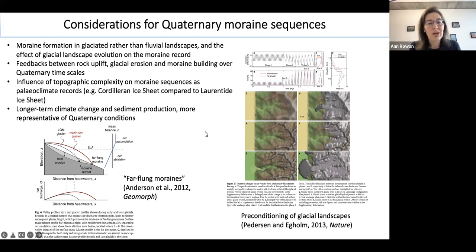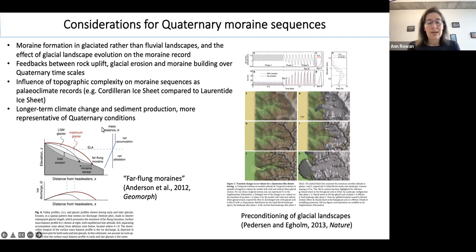So these feedbacks between rock uplift, glacial erosion and moraine building over Quaternary timescales are likely to result in different moraine sequences than those that we've seen in the model. And those are the sort of processes that need to be incorporated to look at longer term glacial landscape evolution, how that's recorded in the sedimentary record. Topographic complexity varies between ice sheets and glaciers and between different landscapes. So that's going to have an effect on moraine sequences, and that's important to bear in mind when thinking about how well moraines record glacier change compared to climate change.